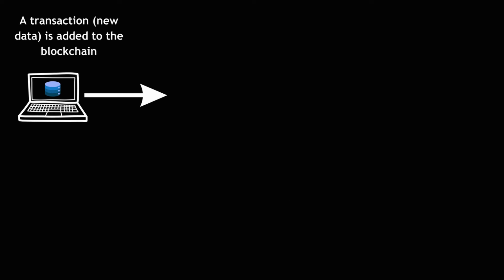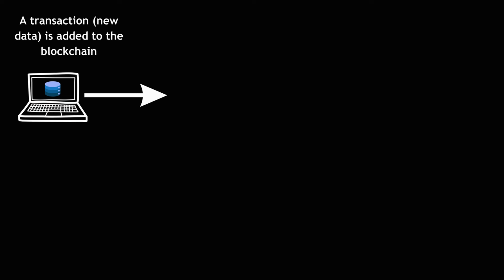So let's break down how blockchain technology works using this simple diagram. Step 1. A transaction is initiated. It all starts when a new transaction, let's say some data, a payment or a contract, is created and added to the blockchain system. This transaction can be initiated by any user in the network using a computer or device.